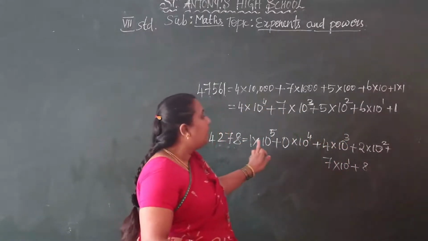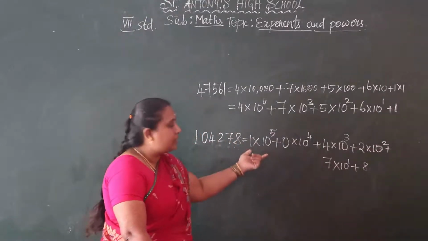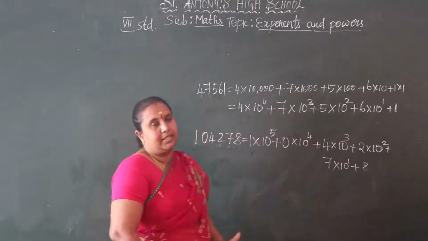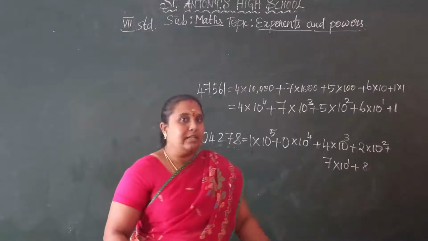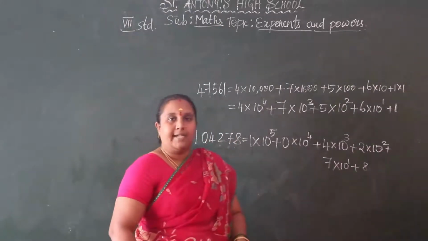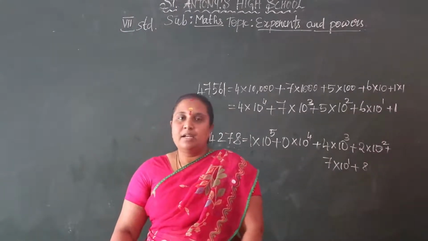So therefore the exponential form of the given number is this. We have to write it easily. It is a very easy method. So this is the expanded form, using exponents, of the given number. Okay, understood children, how to expand in the exponential form of the given number.